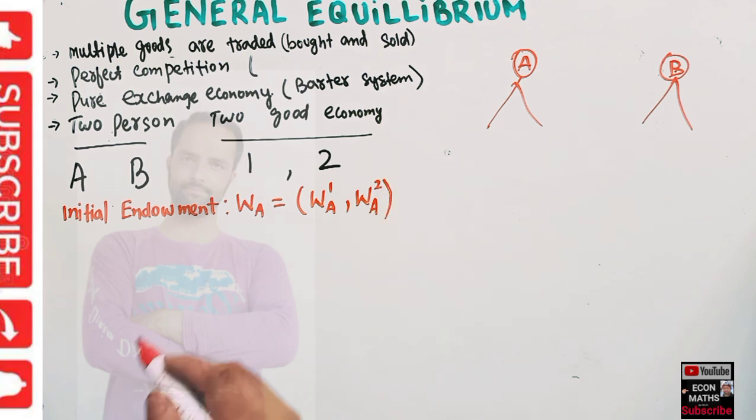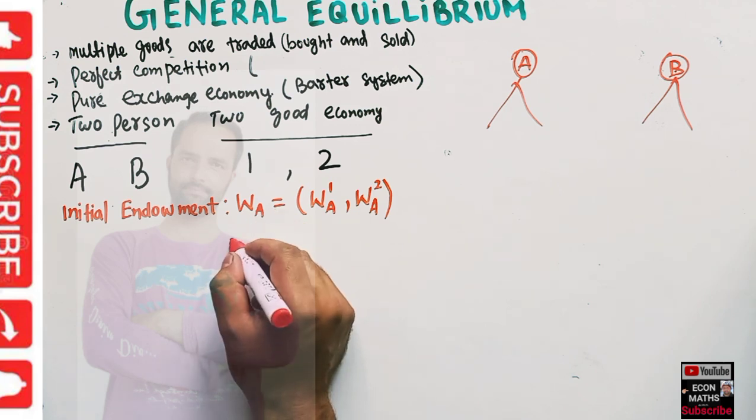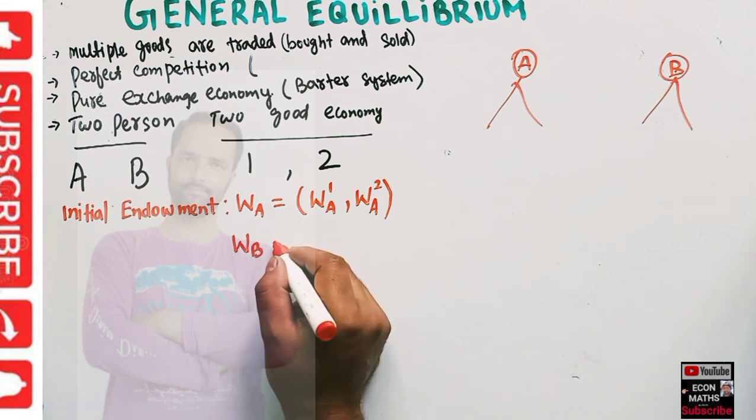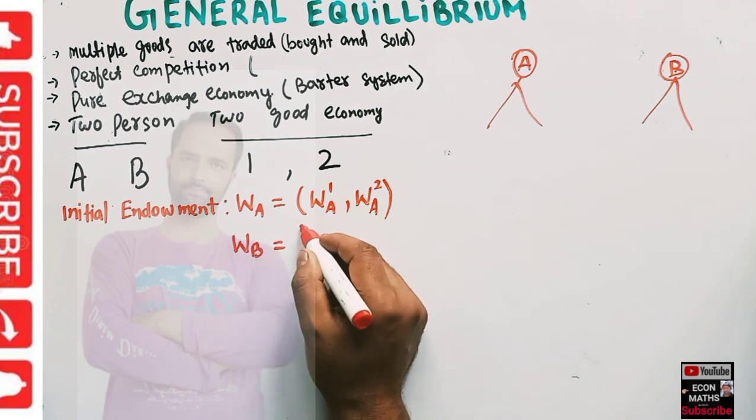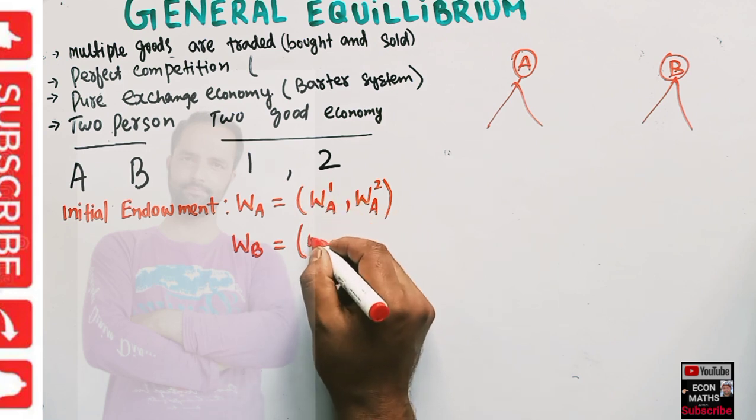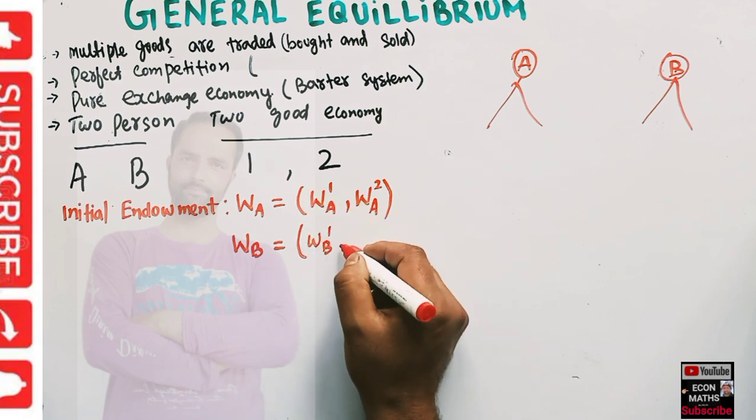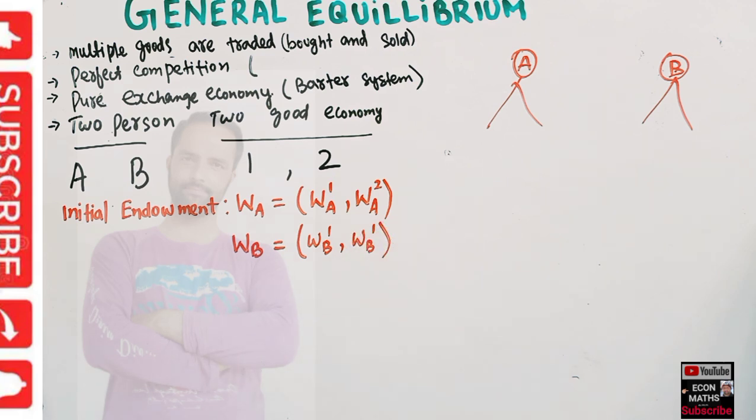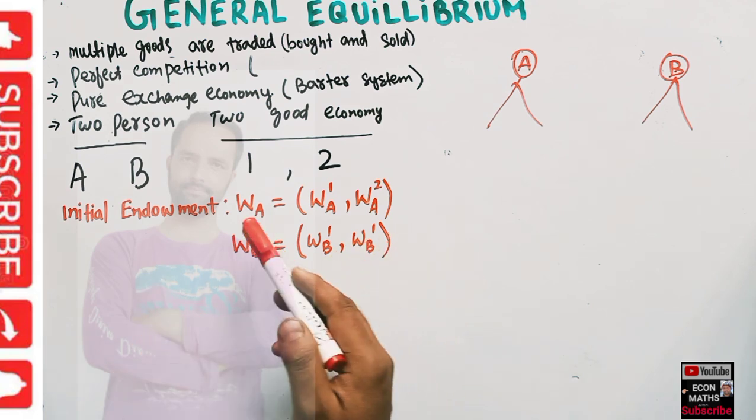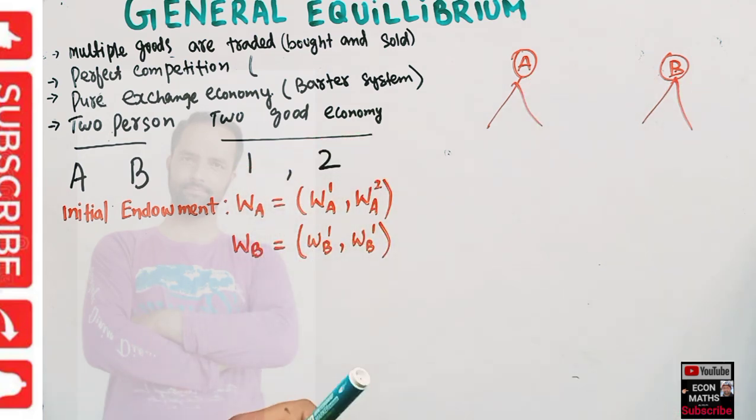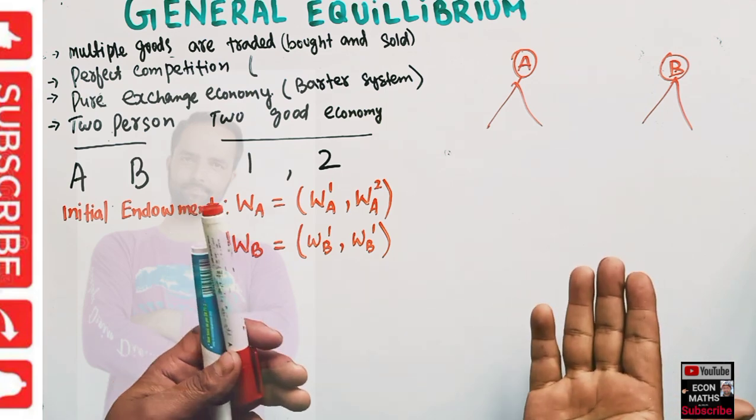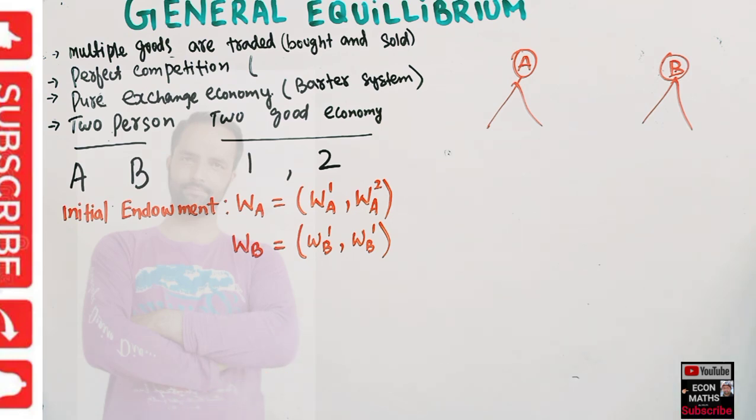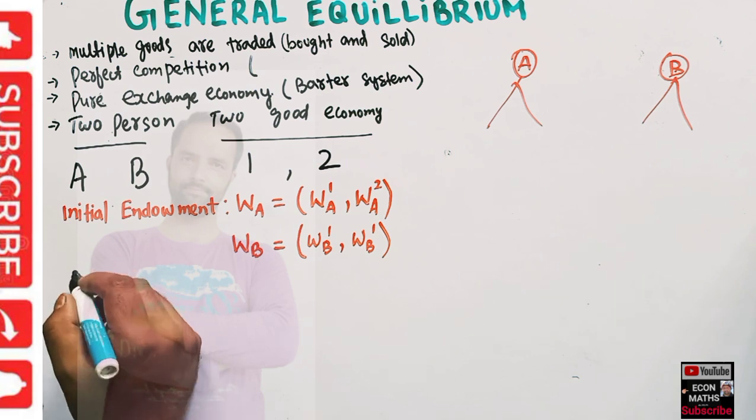Similarly, for the second person, person B, WB denotes the initial endowment of person B, and it can also be shown like this: (WB1, WB2). This shows the initial endowment, how many units of good 1 and 2 both persons have initially before they trade, before they exchange. Now every bundle in this economy is called an allocation.